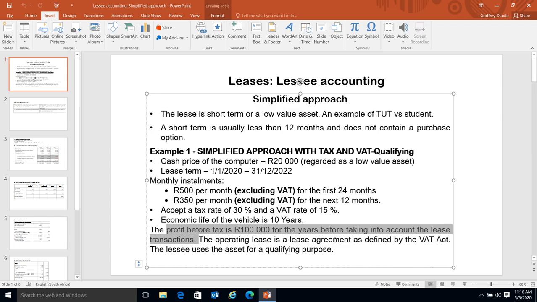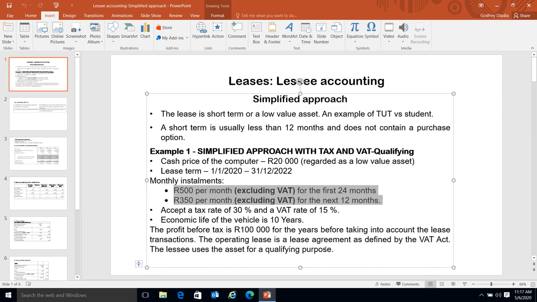The operating lease is a lease agreement as defined by the VAT Act. The lessee uses the asset for qualifying purposes. So it's saying here what I was showing here. That's what it gives us, that guidance, right? Now, let's make sense out of this. These are the figures, right here, what I've highlighted.